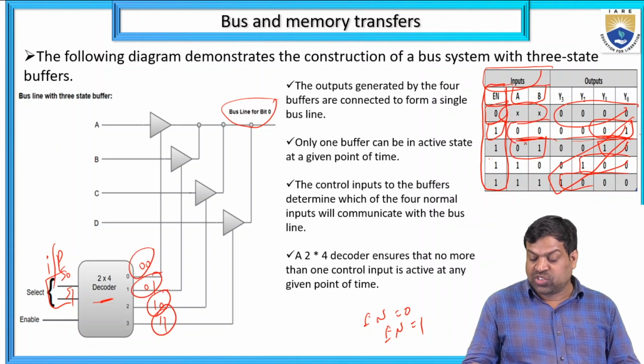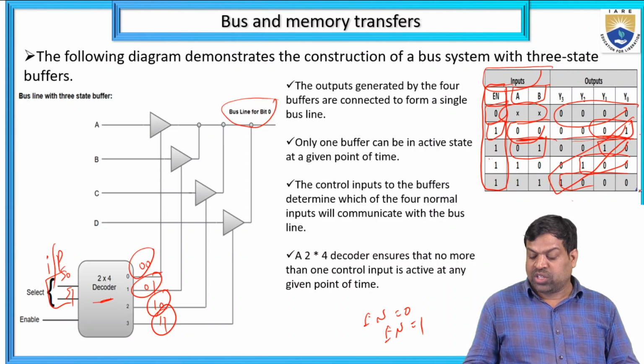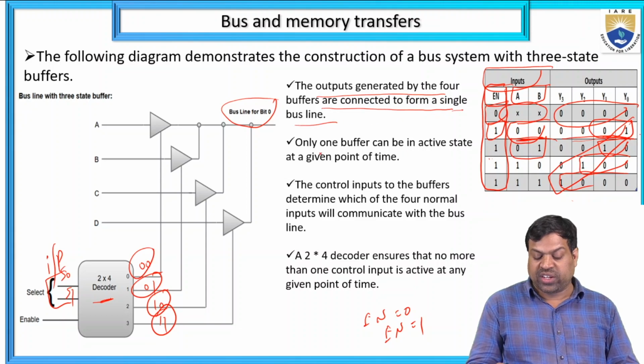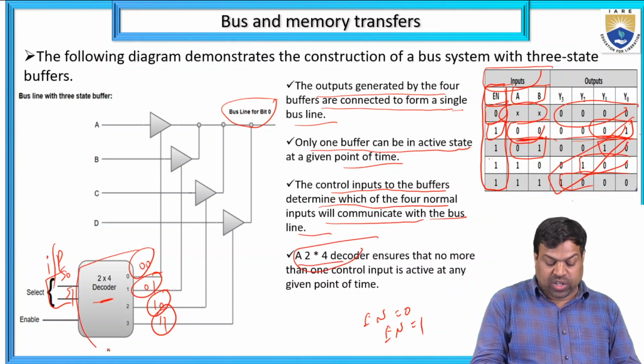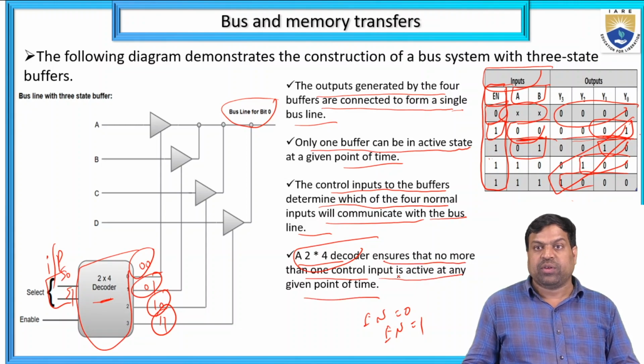For these conditions, what are the outputs? 00 gives 0001, 01 gives 0010, 10 gives 0100, and 11 gives 1000. Like this. So the outputs generated by the 4 buffers are connected to form a single bus line. Only one buffer can be in the active state at a given point of time. The control inputs of the buffers determine which of the 4 normal inputs will communicate with the bus line. A 2 into 4 decoder ensures that no more than one control input is active at any given point of time.